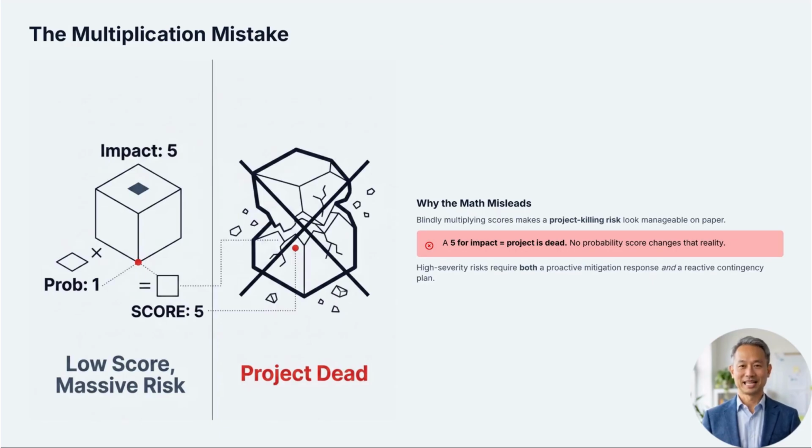They treat the risk matrix as a purely mathematical exercise where they blindly multiply scores together. If you multiply a 1 for probability by a 5 for impact, you get a 5, which looks less scary than a frequent but minor issue. This is a mistake because a 5 for impact means the project is dead, and no amount of low probability makes that acceptable. High-severity risks often require both a proactive mitigation response and a reactive contingency plan to be truly managed.